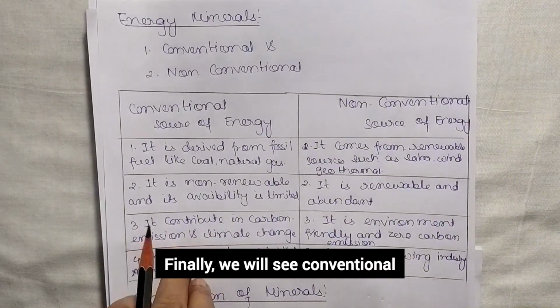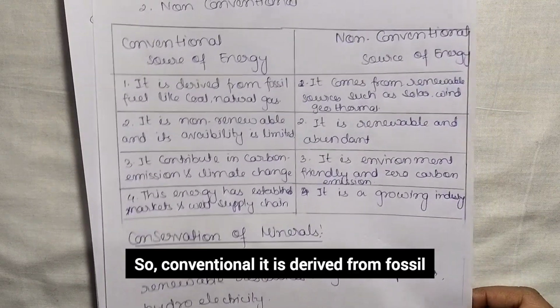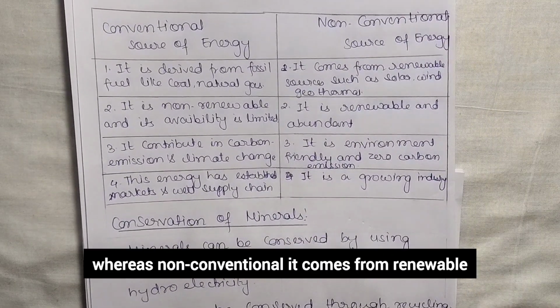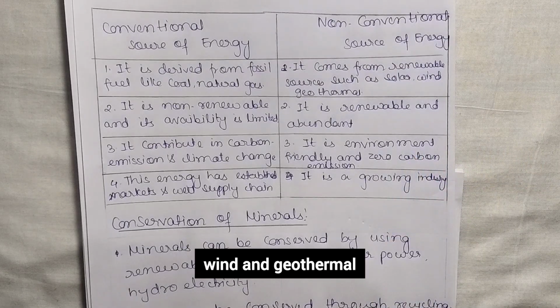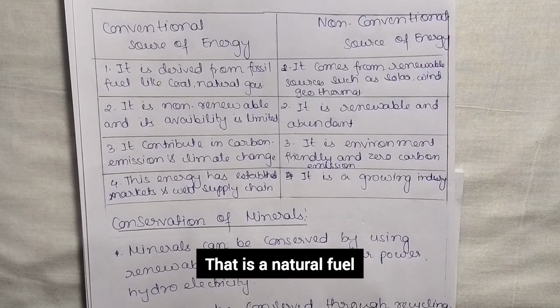Finally we will see conventional and non-conventional sources of energy. So conventional is derived from fossil fuels like coal and natural gas, whereas non-conventional comes from renewable sources such as solar, wind and geothermal. Now what is fossil fuel here? That is a natural fuel, and renewable means that it will always exist, okay, it will always be there.